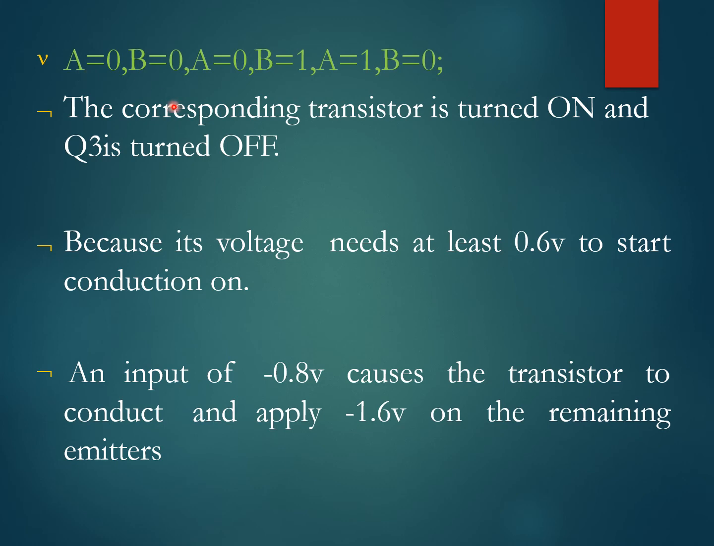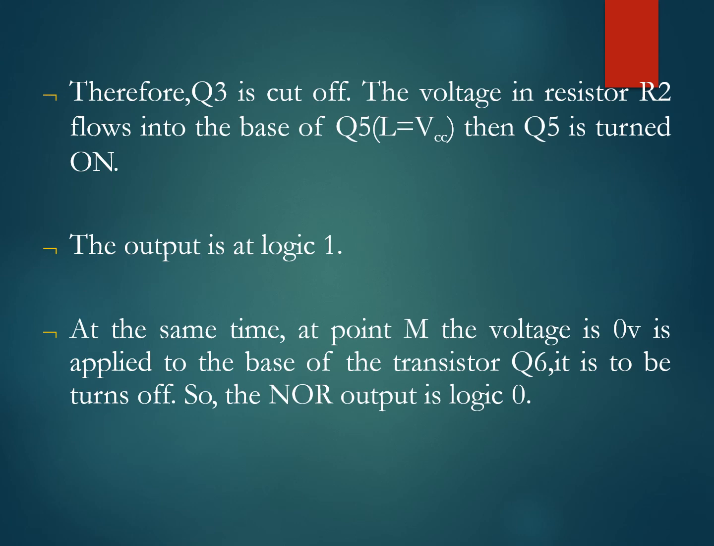A equal to 0, B equal to 0. This is one condition. A equal to 0 and B equal to 1, and A equal to 1 and B equal to 0. So the corresponding transistor is turned on and Q3 is turned off because its voltage needs at least 0.6 volts to start conduction. An input of minus 0.8 volt causes the transistor to conduct and apply minus 1.6 volts on the remaining emitters. So therefore Q3 is cut off.